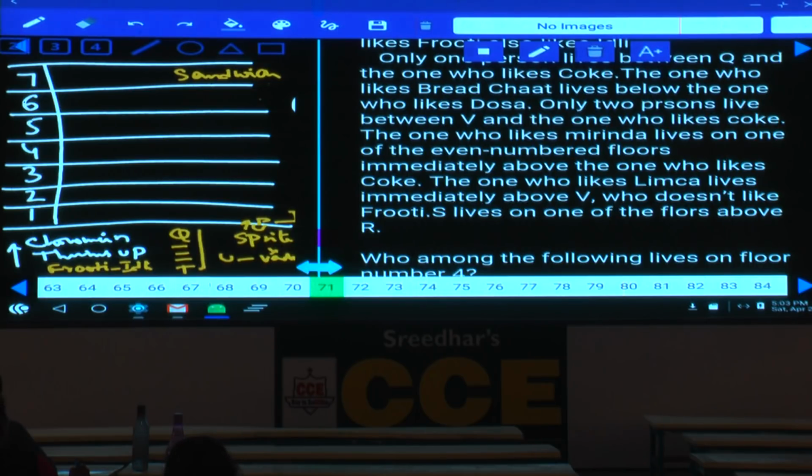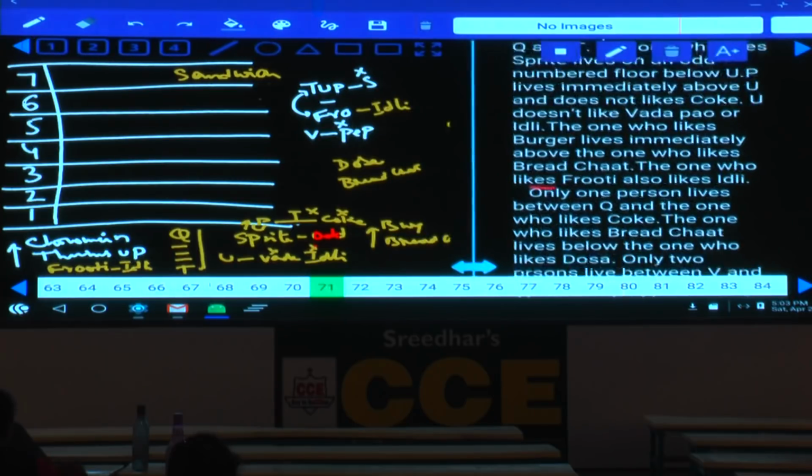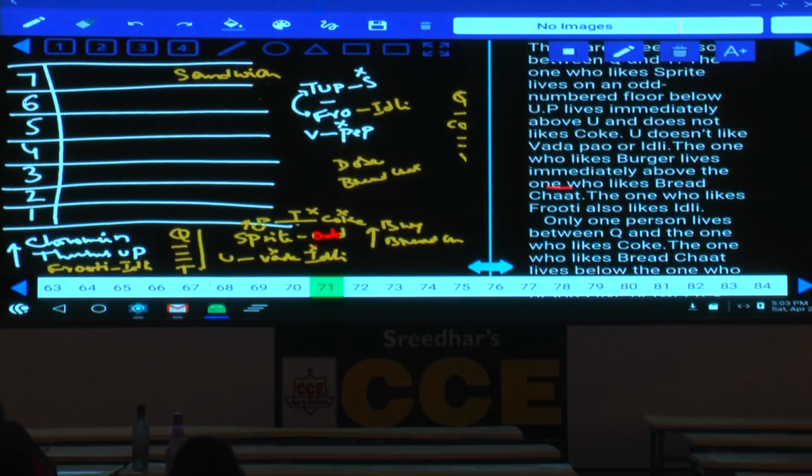The one who likes Mirinda, only two people live below the one who likes dosa. Only two people live between V and the one who likes Coke. The one who likes Mirinda lives on one of the even number floors, immediately above the one who likes Coke. Now Mirinda is on an even number floor and immediately above Coke. That means Coke must be on an odd number floor.